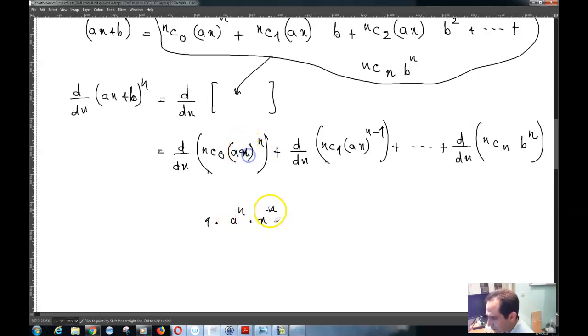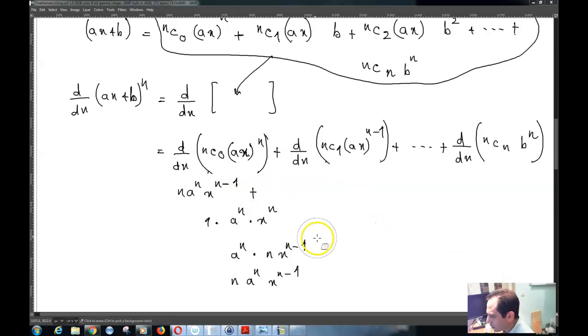This is an x, and if you want to take the derivative of this thing over here, you can write it as a raised to the power n times n times x raised to the power n minus 1. So that's a raised to the power n times n times x raised to the power n minus 1, or you can write it as n a raised to the power n x raised to the power n minus 1.